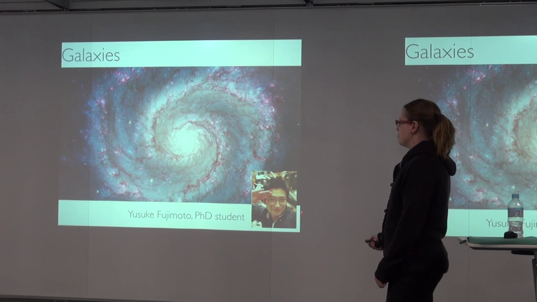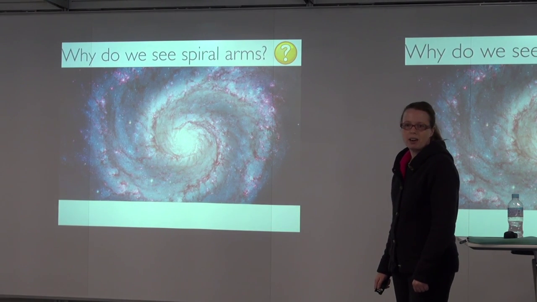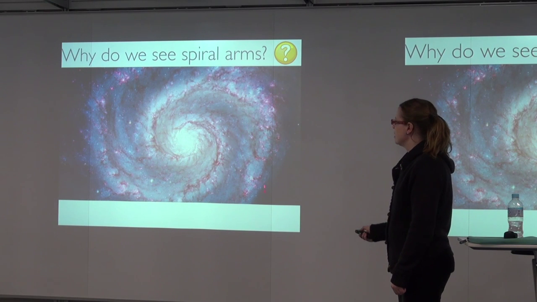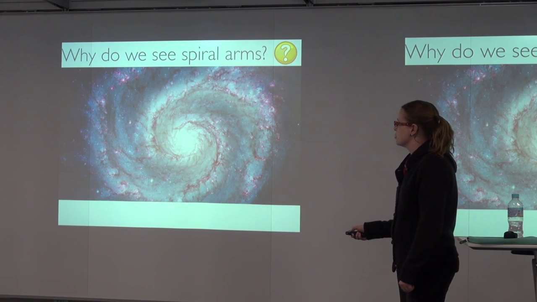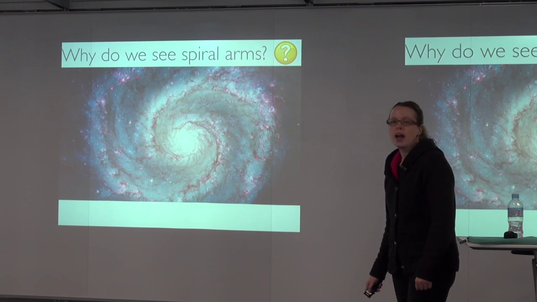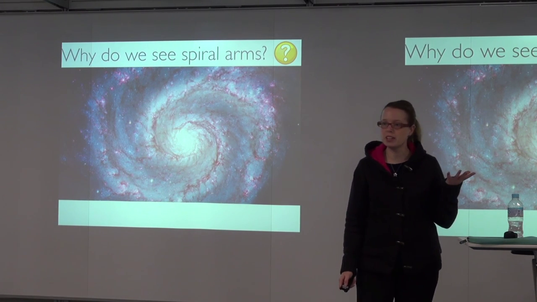And what Yusuke's been looking at is, why do we see spiral arms? Now, this galaxy is M51. And you can see pretty stunning spiral arms in its disk. Now, the Milky Way is thought to have a similar structure. But why do we see them?